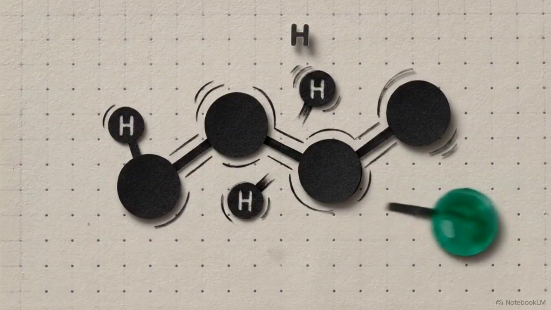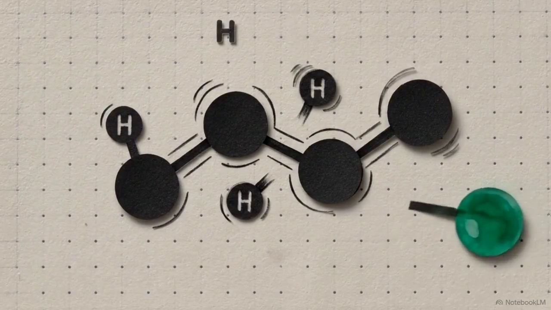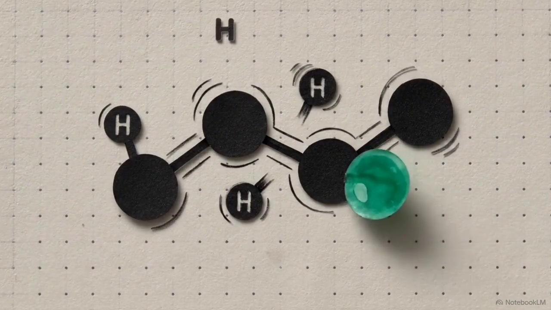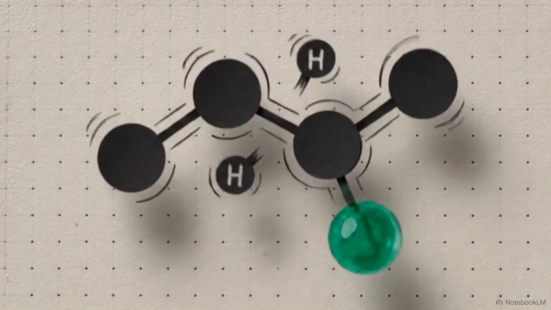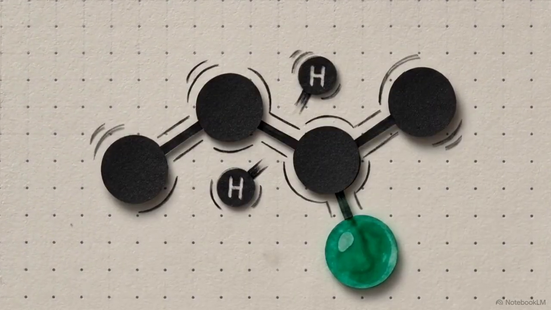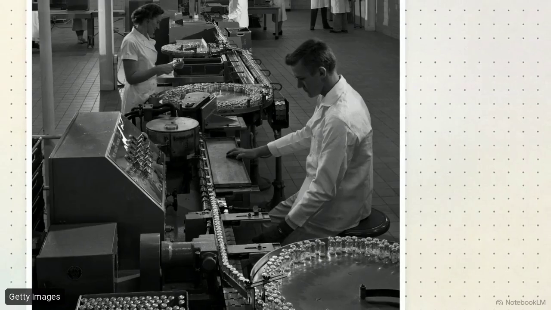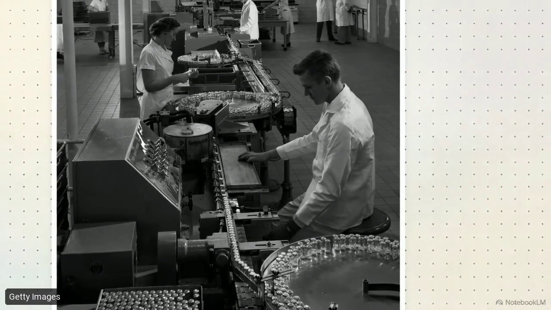If you take a standard carbon chain and replace one of its predictable hydrogen atoms with a highly reactive halogen like chlorine, bromine, or iodine, the entire molecule changes. You've just created a haloalkane. These molecules act as versatile intermediates.